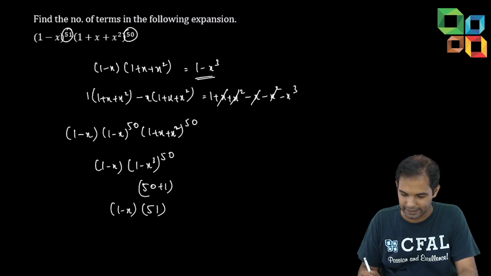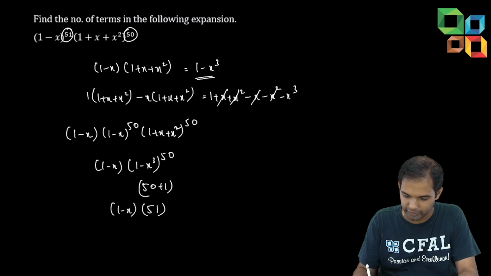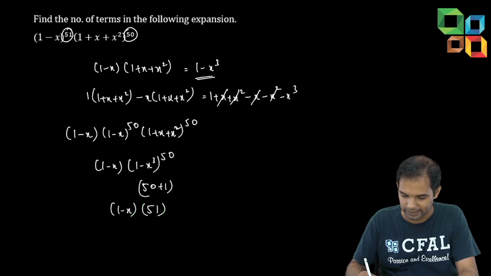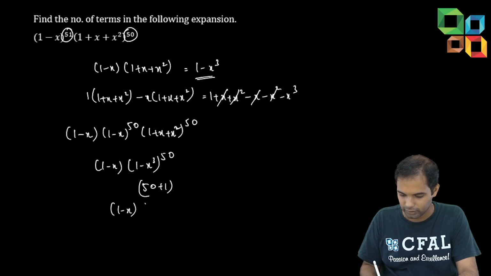Now the whole trick lies. Now let us look at the terms, what I am going to get. Instead of randomly saying, I'm going to get 51 into 2 terms, instead of randomly guessing, let's figure out what are the terms you're getting. So let's look at the expansion. It is 1. Next is, because it's odd, right? So minus nC1 or 50C1 into x cubed.